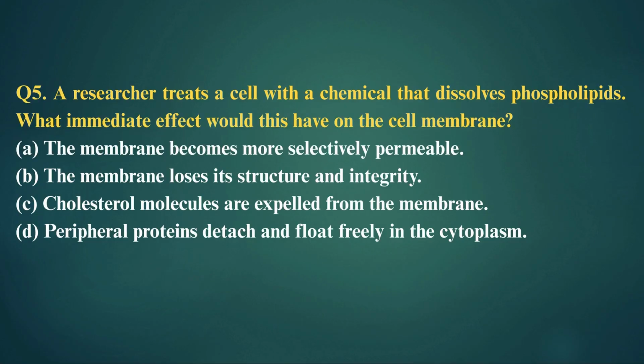Question 5. A researcher treats a cell with a chemical that dissolves phospholipids. What immediate effect would this have on the cell membrane? A. The membrane becomes more selectively permeable. B. The membrane loses its structure and integrity. C. Cholesterol molecules are expelled from the membrane. D. Peripheral proteins detach and float freely in the cytoplasm.